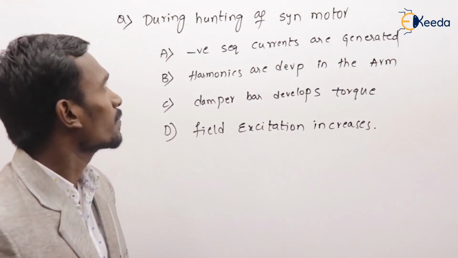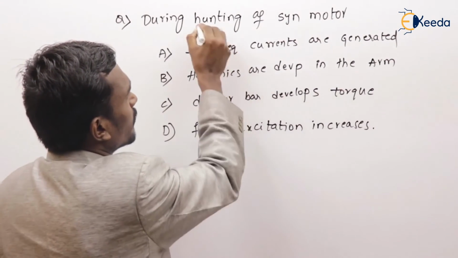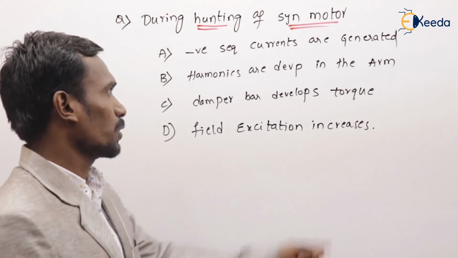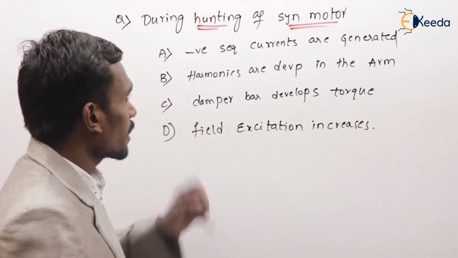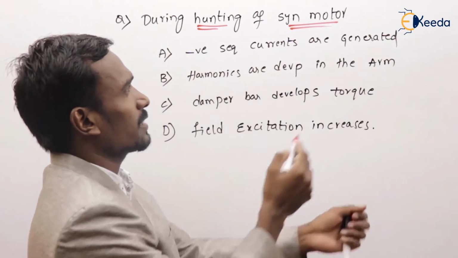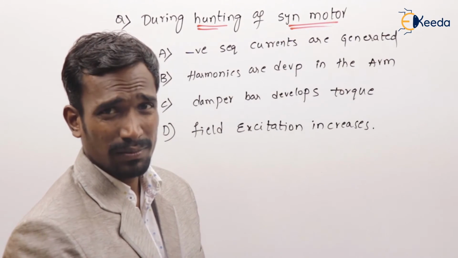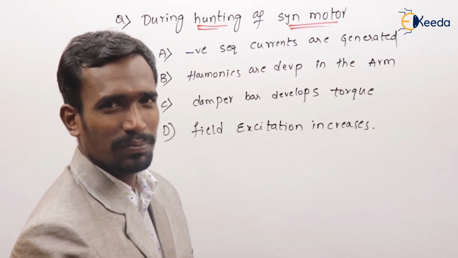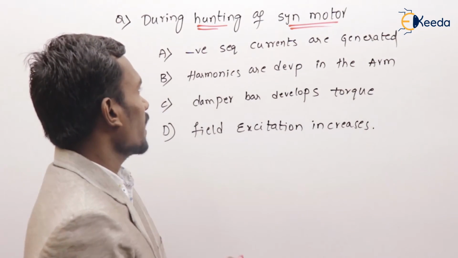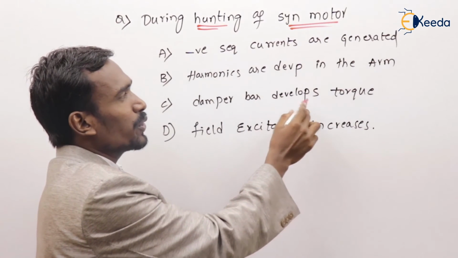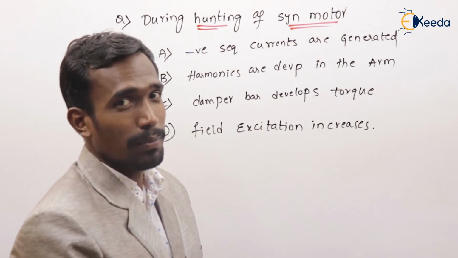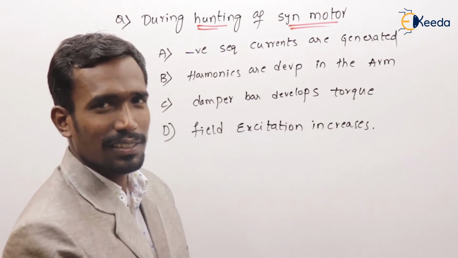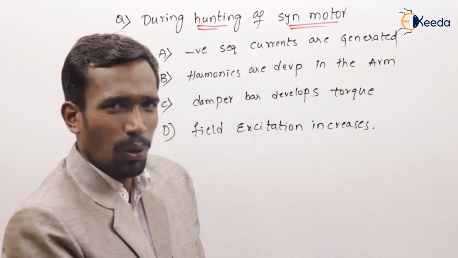Alright, sir, next one. During the hunting of synchronous motor, which of the following is the correct answer? Option A, negative sequence currents are generated. Is it correct? Let's see. Harmonics are developed in the armature. Is it? Let's see. Damper bar produces torque. Next one, field excitation increases. Is it correct? No. Right?